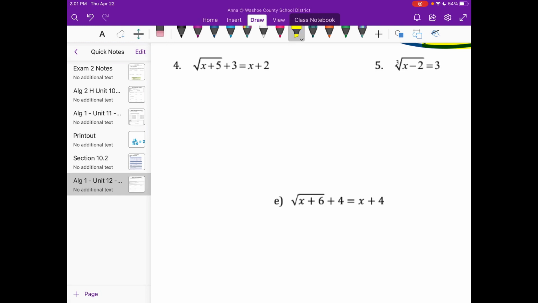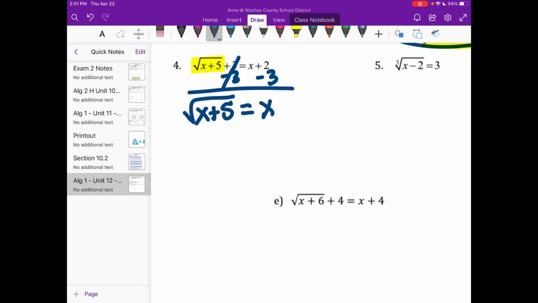Number 4, same thing. Let's go ahead and get this guy by itself. So we're going to go ahead and do minus 3 on both sides. Okay. So square root x plus 5 equals x and then 2 minus 3. Those are like terms, so that's going to be minus 1. All right. This is a spicy problem, so get ready.